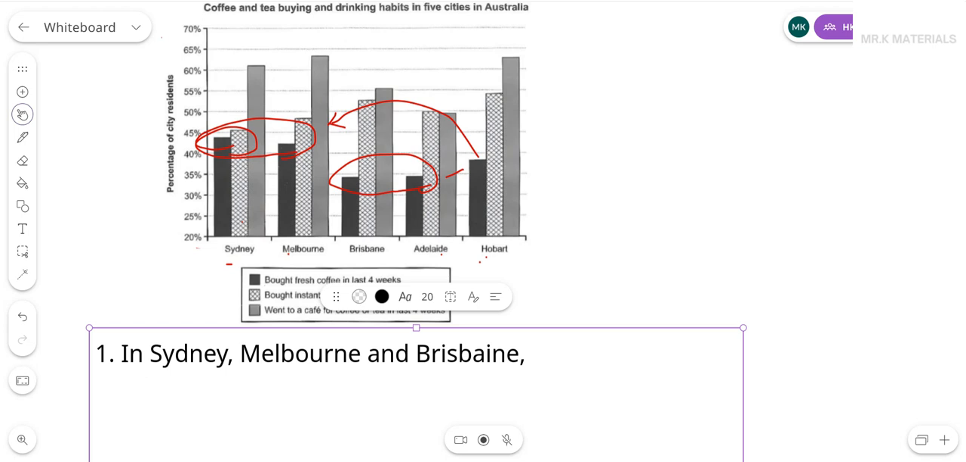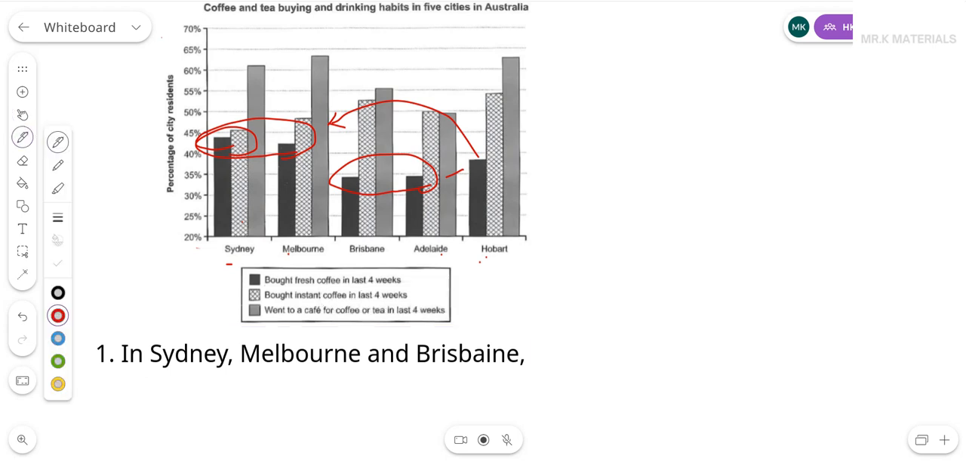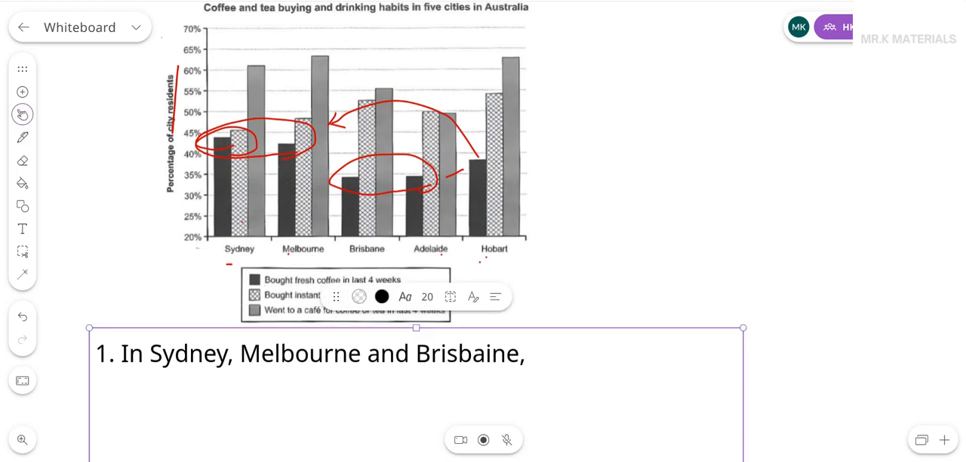Now I need my subject. Who did what? The main subject is city residents, right? I'm going to start from them. How many city residents? I need the numbers. Around, let's say, between 37 and 45%, right? Between around 40% and 45% of city residents.